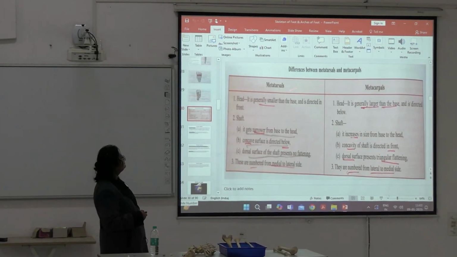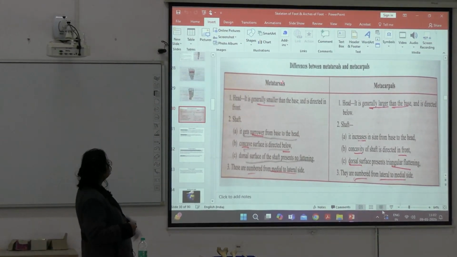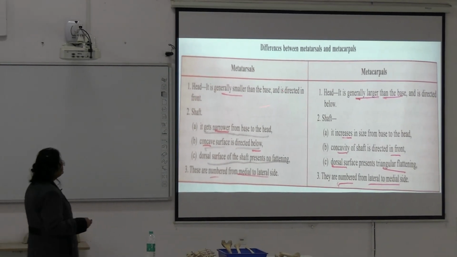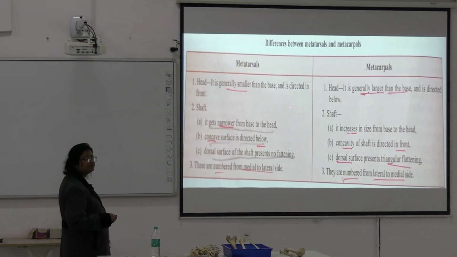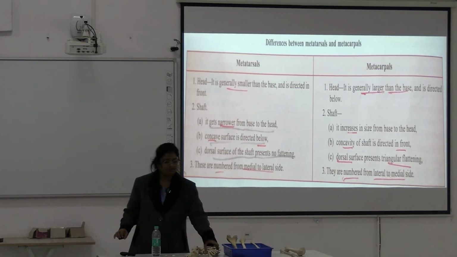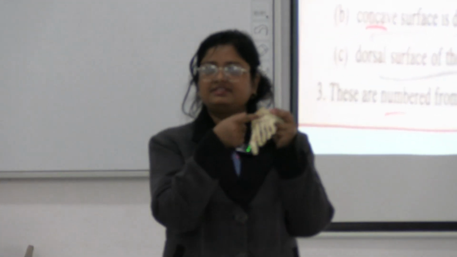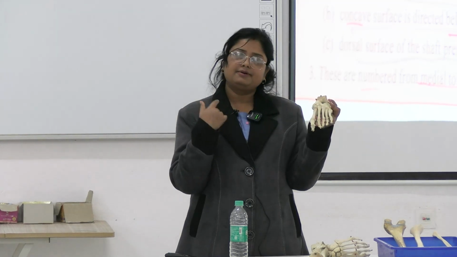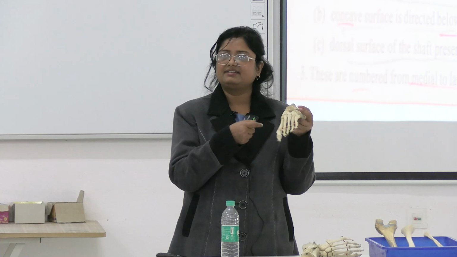So these are the differences between the metatarsals and metacarpals. For the metatarsals, the head is generally smaller than the base and it is directed in front, and for metacarpals, the head is generally larger than the base. Here the head is smaller than the base. You can see this is the head, this is the shaft and this is the base. The base articulates with the tarsal bones, the head articulates with the phalanges. For the metacarpals in the hand, heads are larger, and here bases are larger.